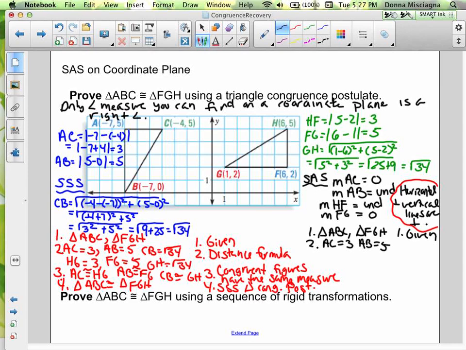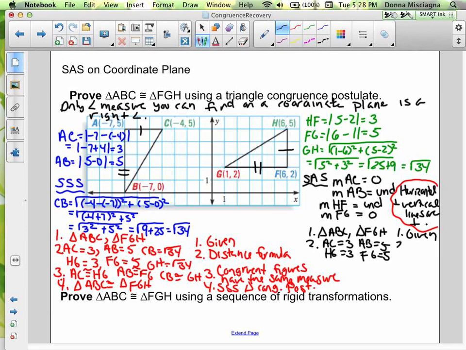So for this particular proof, we've said that AC is going to be congruent to FG, and AB is congruent to FG. Right? So there's our two sides, because the angle we're using is right in between them. So there's no point in even listing the other side because we're not going to use it. All right, so we've got that, and may as well list everybody here that we do need. HG is equal to 3, and FG is equal to 5.